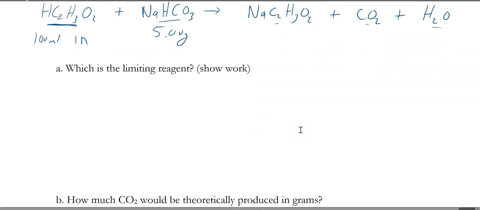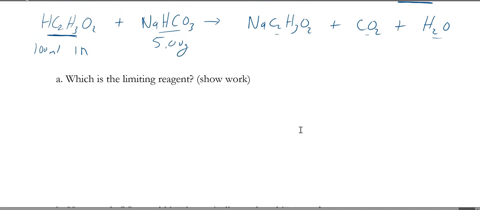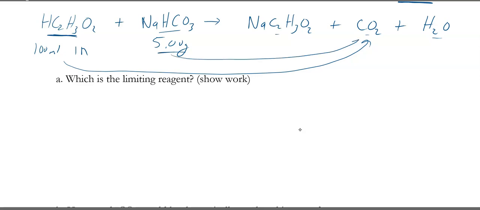So just like we've always figured limiting reactants, we need to pick a product, and since later we're going to need to know about CO2, we're going to go ahead and go to CO2. We're going to take the amount of acetic acid, and we're going to do stoichiometry to get to moles of CO2, and we're going to do the same thing with the 5 grams of sodium bicarbonate and go to CO2. Whichever makes the least amount of CO2 is going to be our limiting reactant.